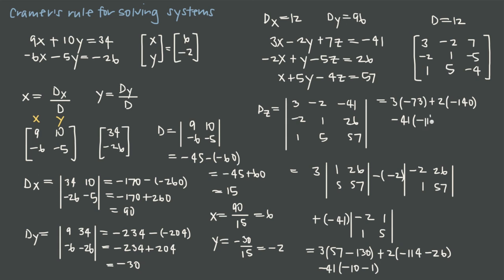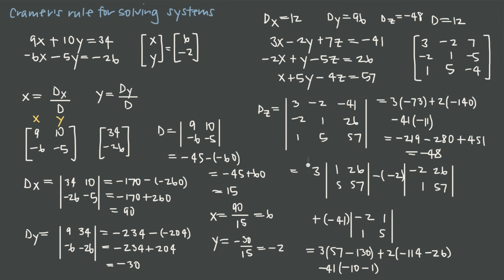minus 1, negative 11. And then 3 times negative 73, that's going to be a negative 219. 2 and a negative 140 is a minus 280. And then negative 41 and negative 11, I'm going to have positive 451. 451 minus 219 minus 280 is going to give us a negative 48. So I can say the determinant on z is a negative 48.